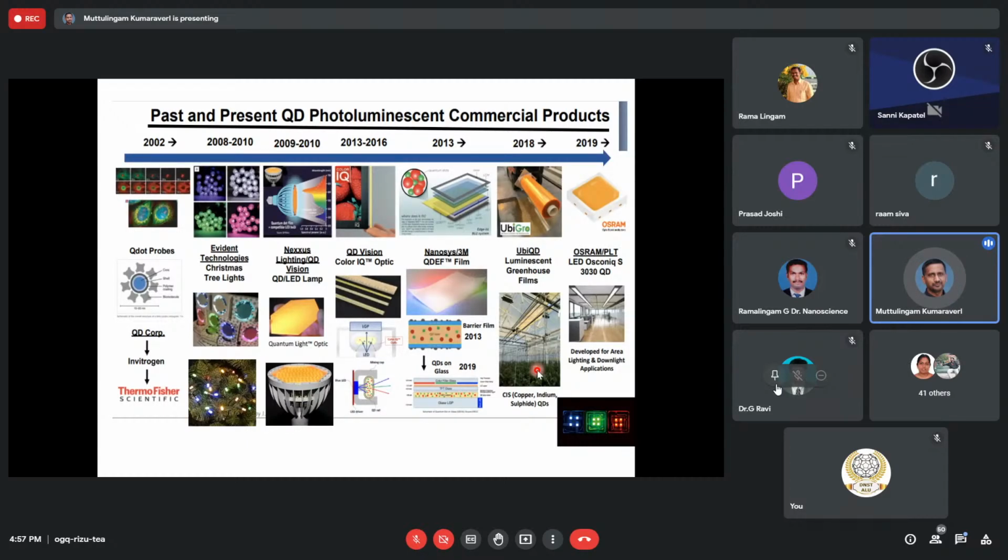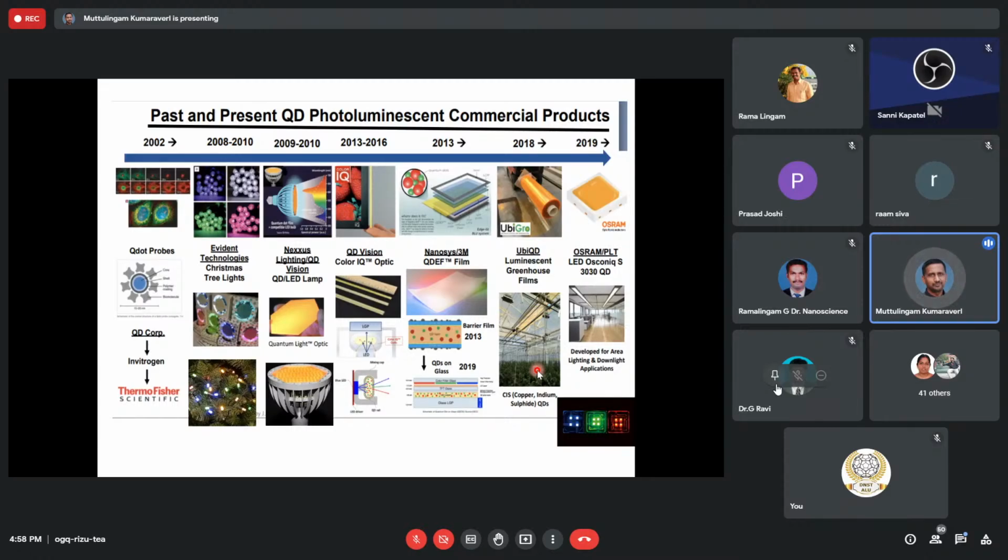The first photoluminescent quantum dot product came in 2002, the Q dot probes for medical purposes, and they are still being used. The next one, in 2008, Evident Technologies made Christmas tree lights. That was the first lighting made with quantum dots, but this is just photoluminescence lighting.